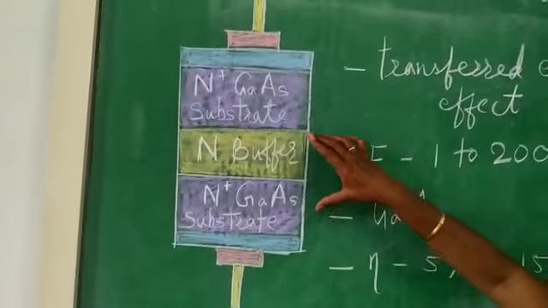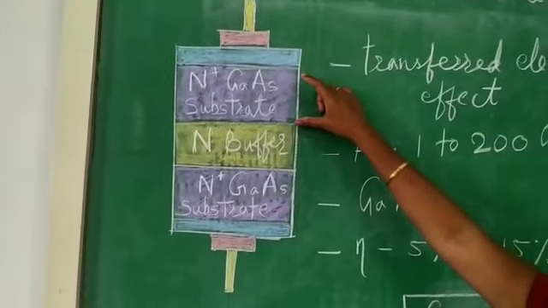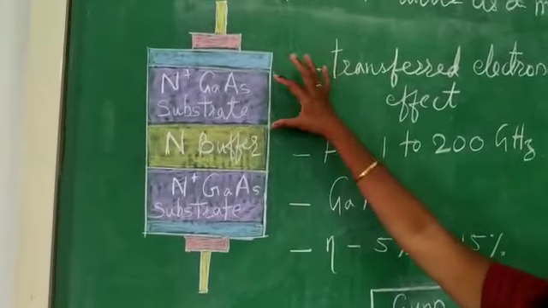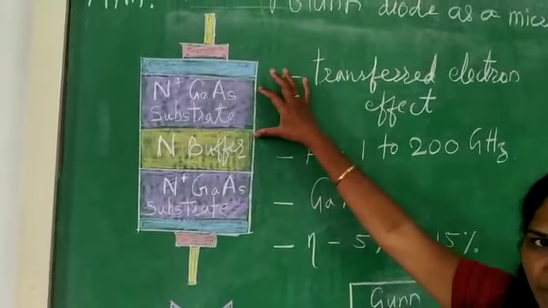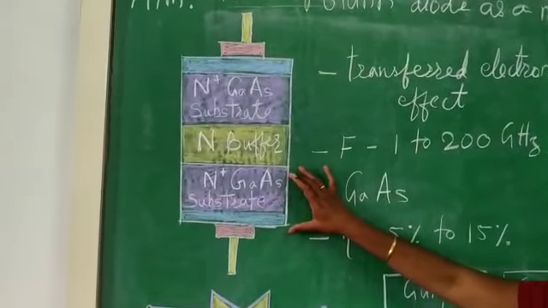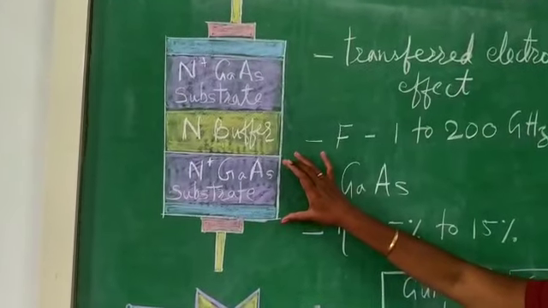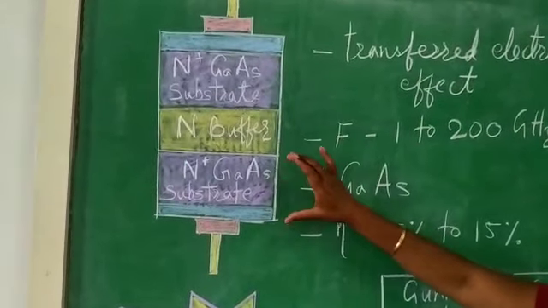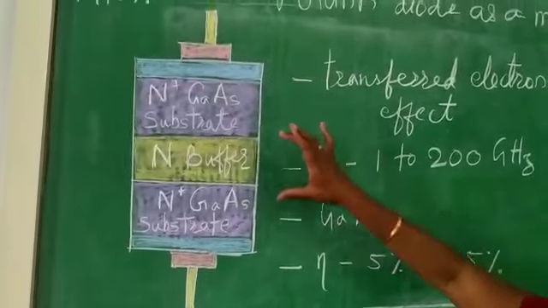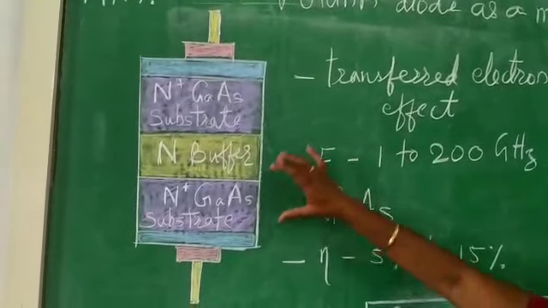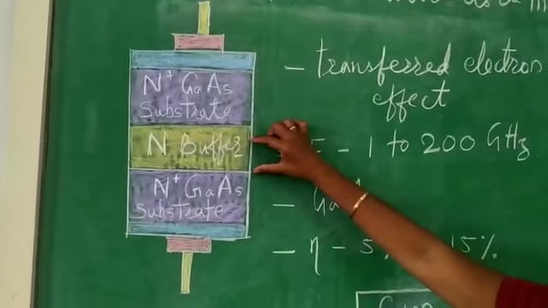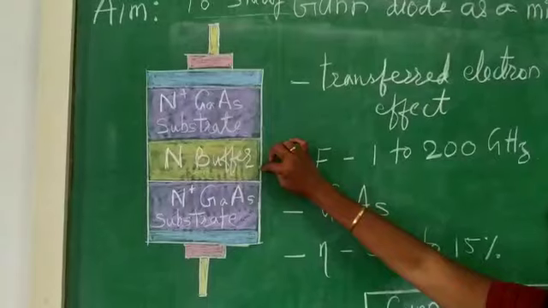Generally in a gun diode, gallium arsenide material is used to make the substrate, and this substrate is heavily doped material. This is also n-type gallium arsenide material to form a substrate, and this substrate is also heavily doped material. These two substrates are separated with an n-type buffer, whereas this n-type material is lightly doped material.